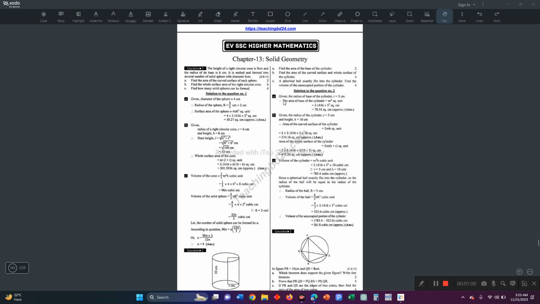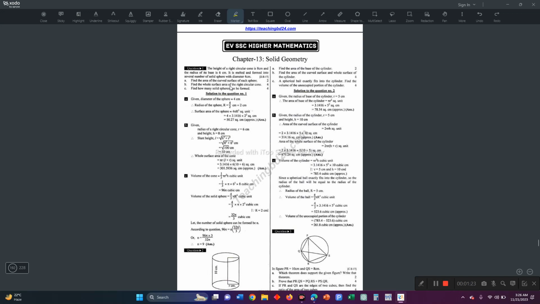Okay, so first of all we will answer question number one. What they have said is that the height of the right circular cone is 8 centimeter and the radius of its base is 6 centimeter. It is melted and formed into several solid spheres with a diameter of 4 centimeter. Now we have to find the area of the curved surface of each sphere.